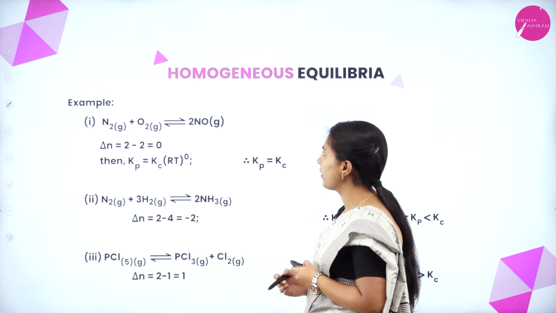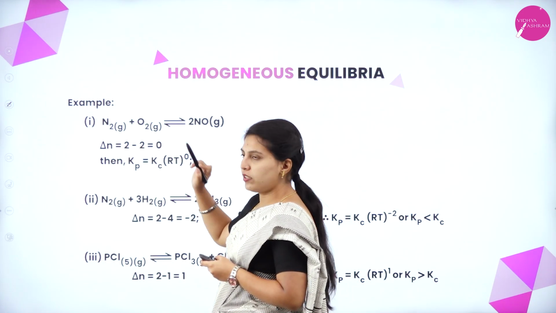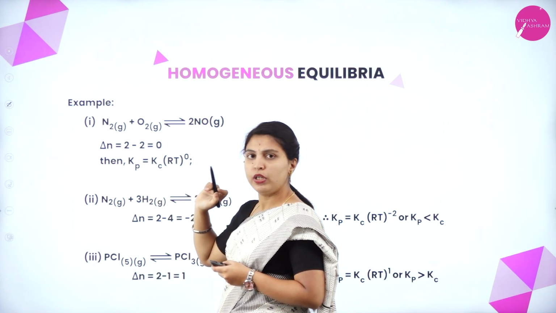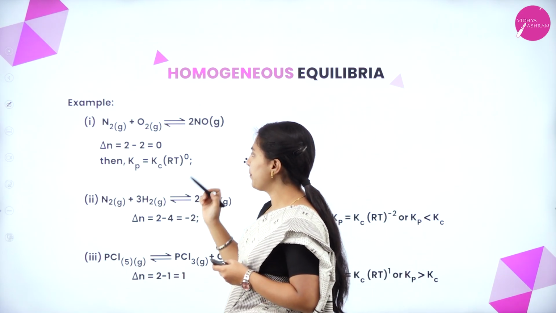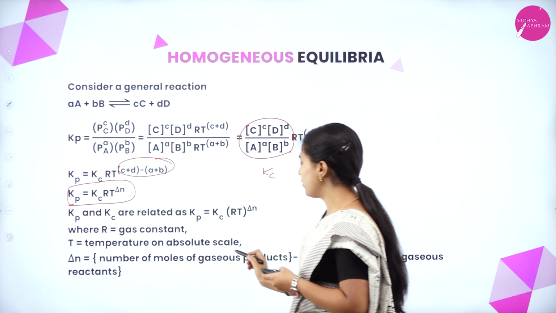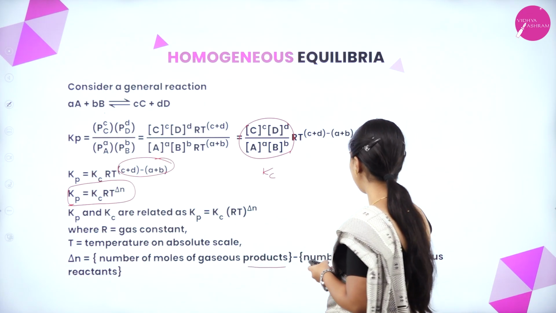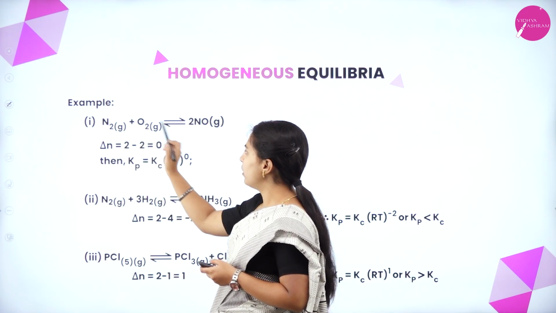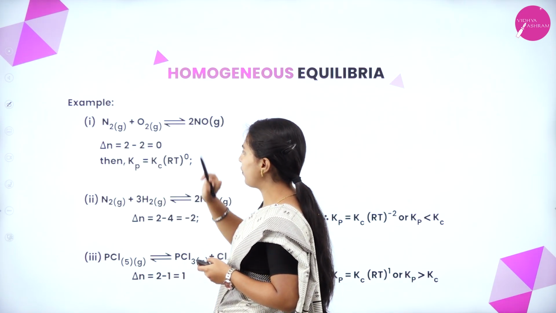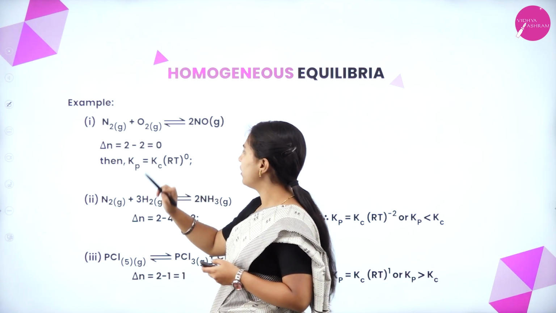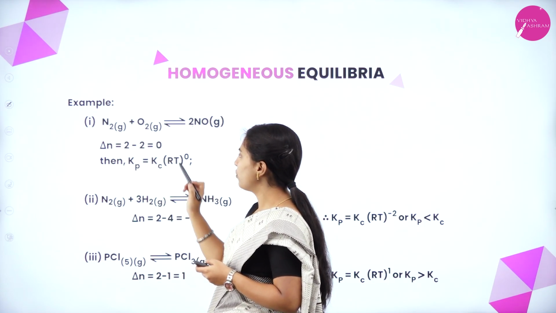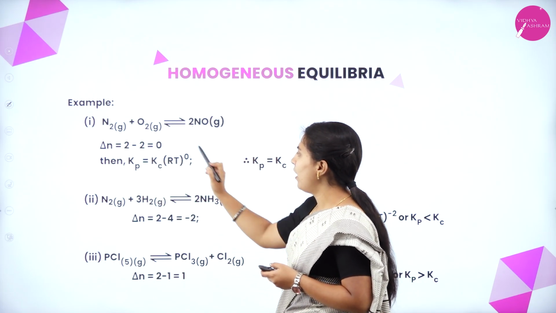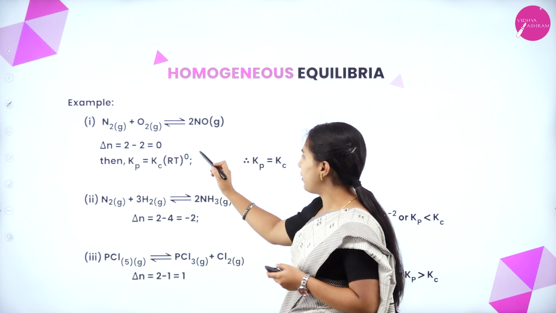We will see here. Example: nitrogen and oxygen reacting with each other and forming nitrogen oxide. You have to calculate delta n. How will you see? What is the formula here? Number of moles of gaseous products minus number of moles of gaseous reactants. So delta n equals, here, 2 moles from product, and 1 plus 1, that is 2 moles from reactant. So 2 minus 2 is 0. Then Kp equals Kc into (RT) to the power 0.